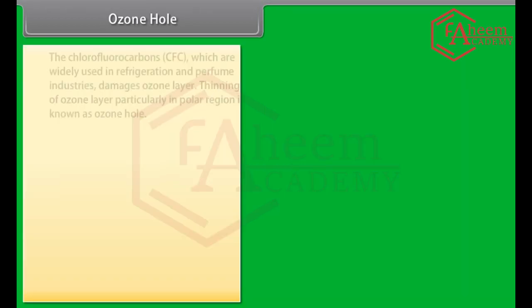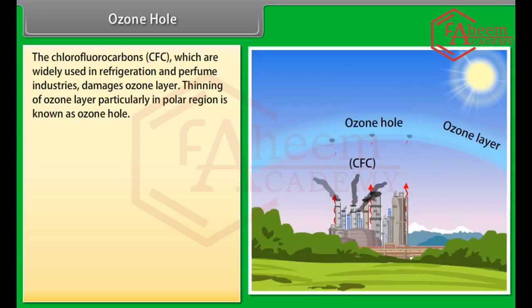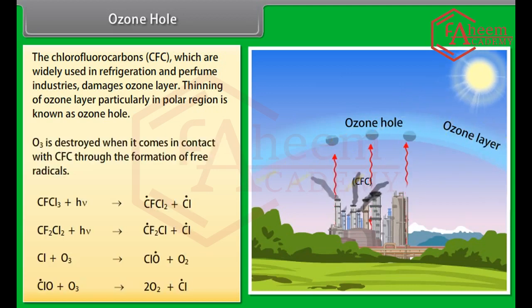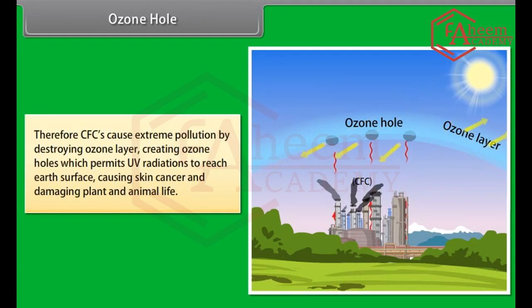Ozone hole. The chlorofluorocarbons, which are widely used in refrigeration and perfume industries, damage the ozone layer. Thinning of the ozone layer, particularly in the polar region, is known as the ozone hole. O3 is destroyed when it comes in contact with CFC through the formation of free radicals. Therefore, CFCs cause extreme pollution by destroying the ozone layer, creating ozone holes which permit UV radiation to reach Earth's surface, causing skin cancer and damaging plant and animal life.